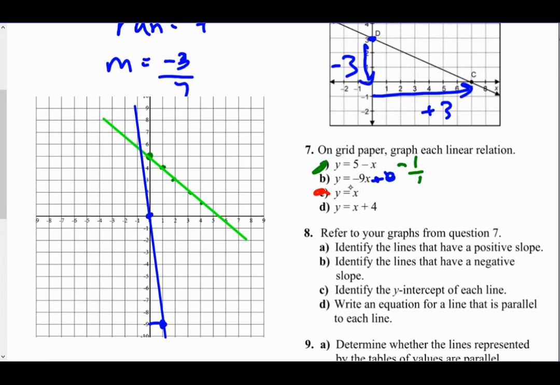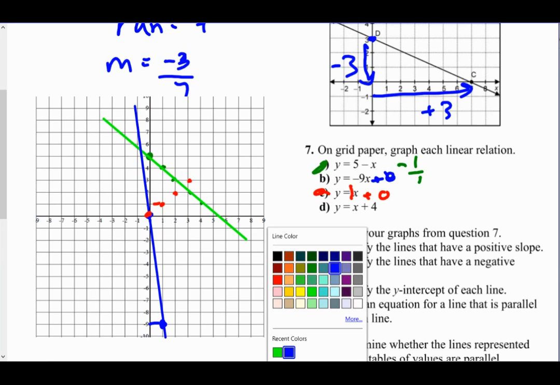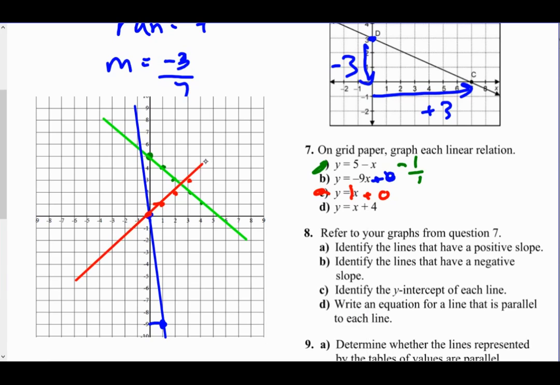Slope is 1, and the y-intercept is 0. So we're starting again at 0, 0. This time we're going up and over 1, up and over 1, up and over 1. Hard to get it right on the first try. That was pretty good. Okay, for graphing.